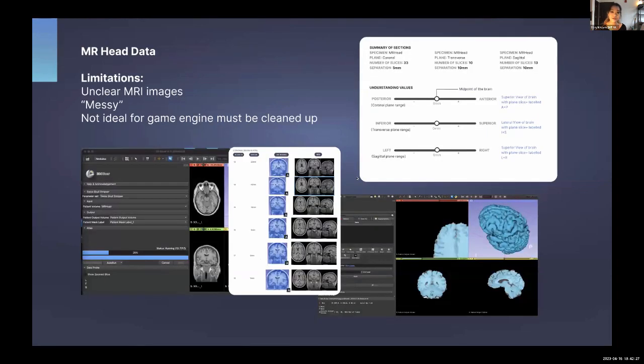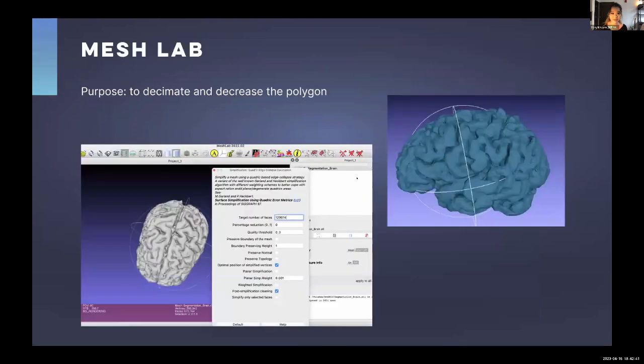So instead, to model the brain, I used the MR head data from the program called 3D Slicer. So some limitations were that the brain ended up looking a bit messy. And so I had to go back and refine it, and I'll explain them in the next slides.